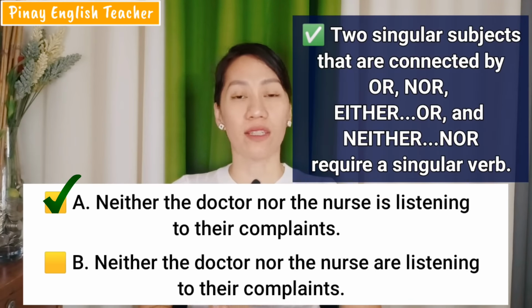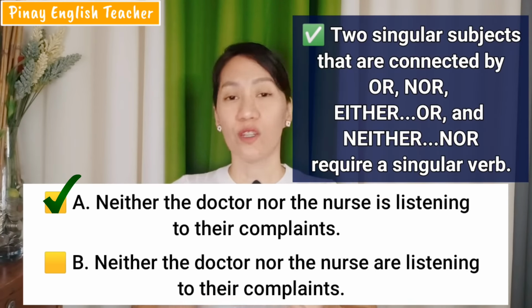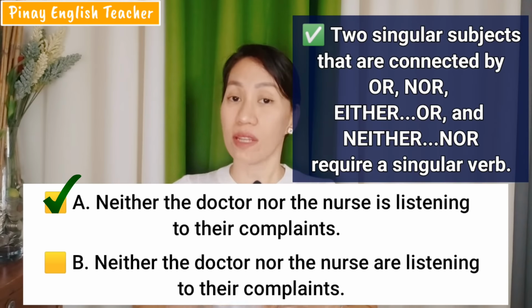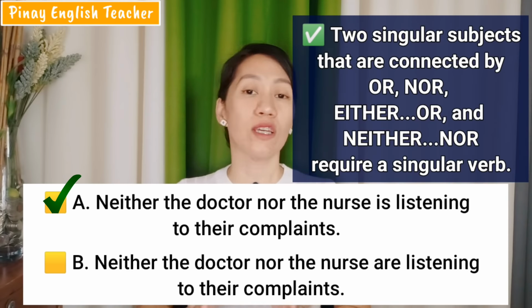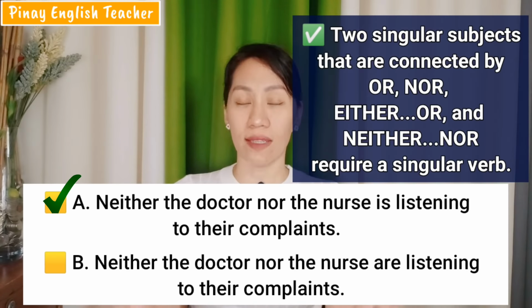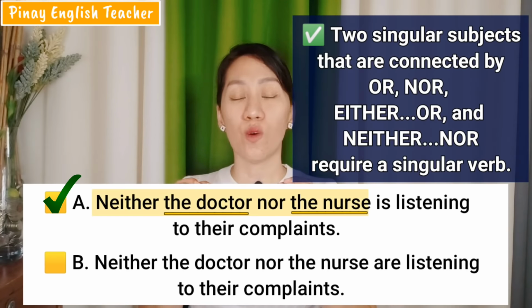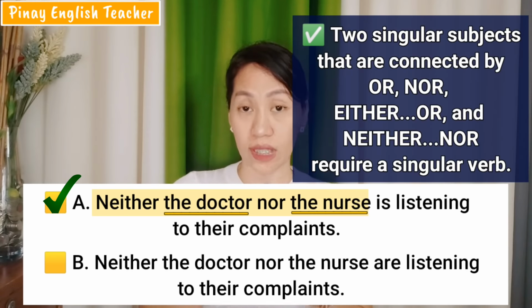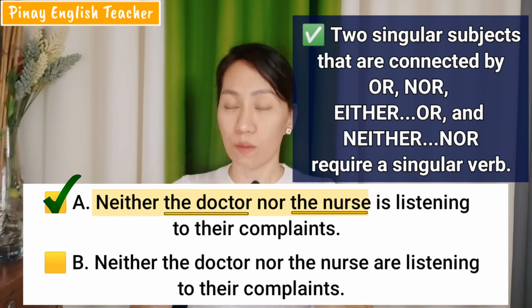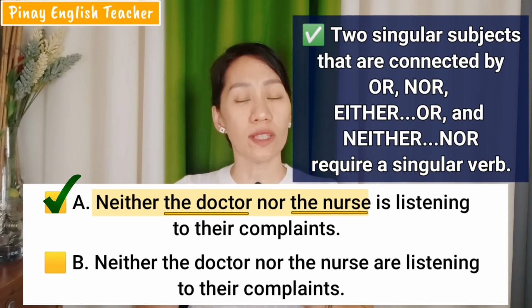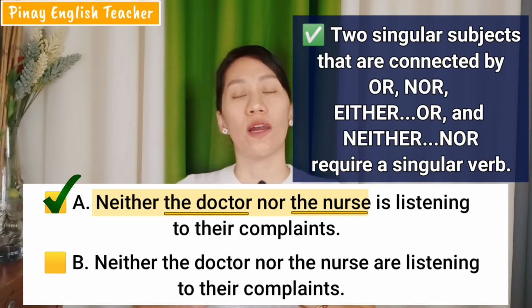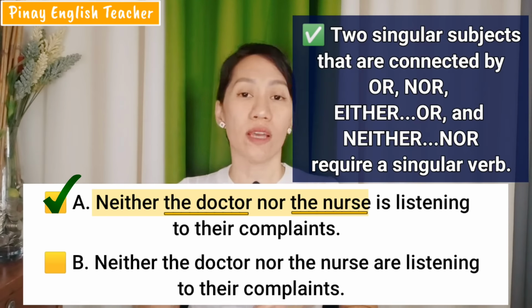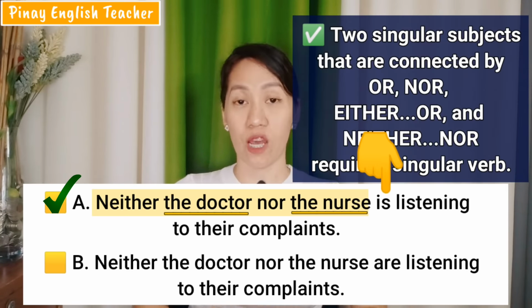2 singular subjects that are connected by or, nor, either or, neither nor require a singular verb. Kung titingnan ninyo sa sentence na yan, parehong singular yung subjects. Yung doctor, singular, tapos nurse, singular din. Kapag ang dalawang subjects ninyo sa inyong sentence ay parehong singular at kinokonekta sila ng or, o kaya nor, o kaya naman either or neither nor, kailangan ang verb na gagamitin ninyo ay singular.